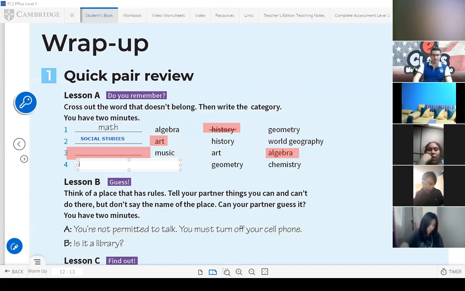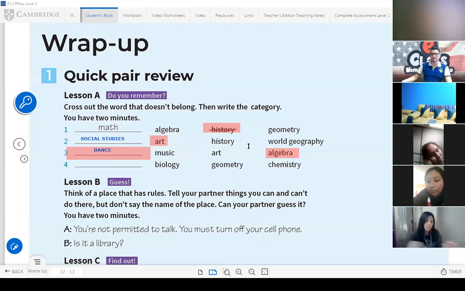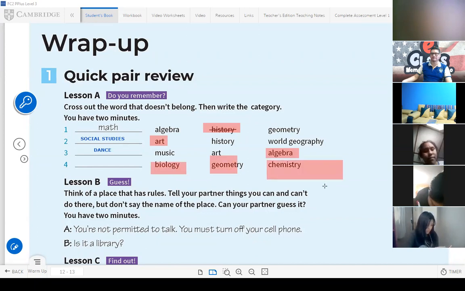Maybe there you can write dance. Yes or no? Music, art, dance. You can use theater too, maybe, right? Yes or no? Drama. Yeah? I'm gonna do this. For example, we're gonna consider dance because we're talking about art. Yeah? In the other part, excuse me, Ventura. We have biology, geometry, chemistry. What doesn't belong? Geometry. Very good. Geometry doesn't belong, right?